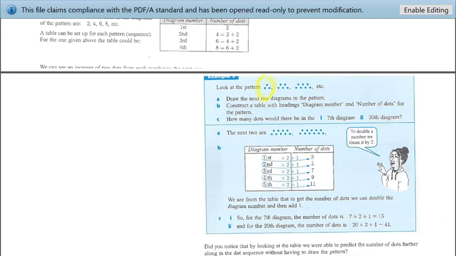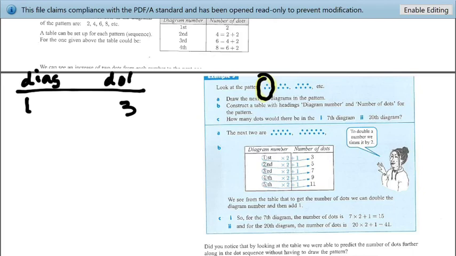here's the first one. Whoops, let me change to a pen. There's the first one. How many dots does it have? 3. So the first one has 3 dots. So all we're doing is just kind of recreating their diagram. Okay. The second one has what? 5 dots. The third one has 7 dots, right?